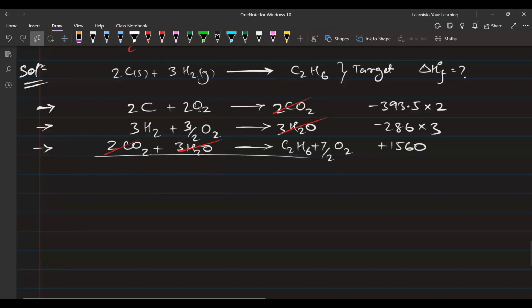Now look carefully here, 3 by 2 means 1.5. Yes or no? Yes, sir. 1.5 plus 2, how much? 3.5. 3.5, and here also 3.5. Yes or no? Yes, sir. So this and this whole thing will get cancelled. The only thing remaining will be what?